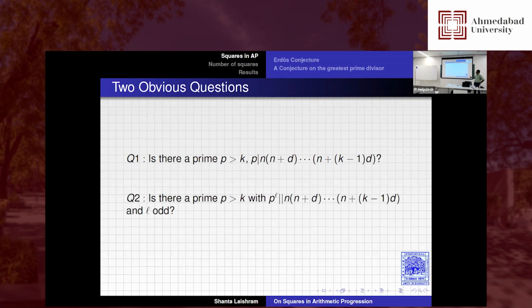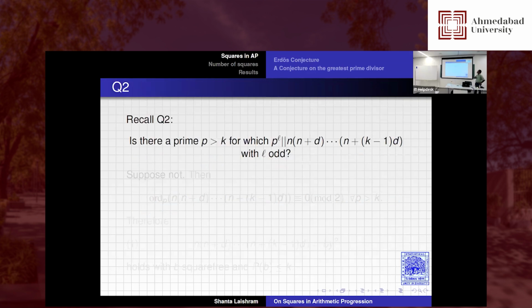The second problem is: can I have a prime bigger than k which divides the product with an odd power? So p to the power l exactly divides this product, but p to the power l plus 1 doesn't divide this product. So can you find a prime bigger than k which divides this product, but the exact power of p dividing it is odd? So these are the two questions I can ask. I know that every prime less than k divides. Fine. So what about primes bigger than k? Question number 2 is a more difficult problem than 1. It says that I'm looking for a prime which divides to an odd power.